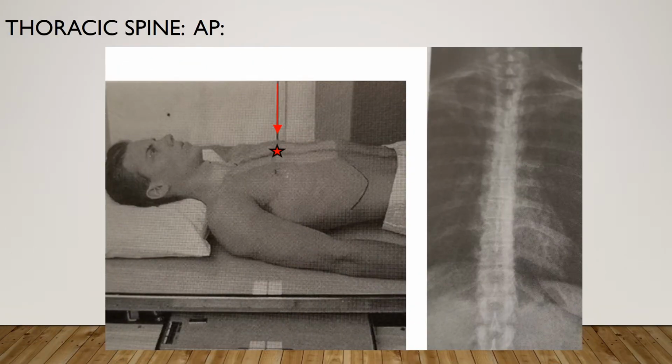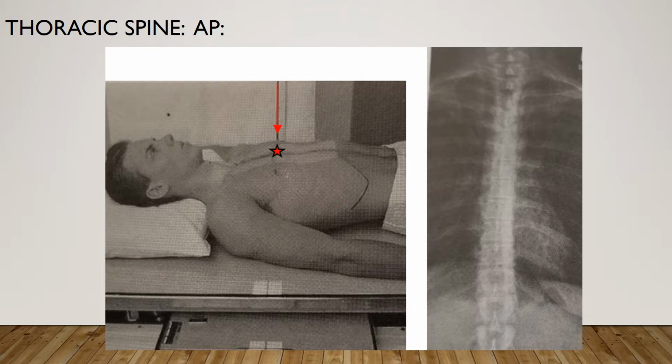Thoracic spine, also called a dorsal spine or a T-spine. For the AP, you want to make sure the SID is 40 inches. Patient can be supine or erect. If they're supine, make sure you have them flex the hips and knees to reduce the lordotic curvature. You're going to position the part with the mid-sagittal plane centered to the IR. Arms are by the sides and shoulders in the same plane.